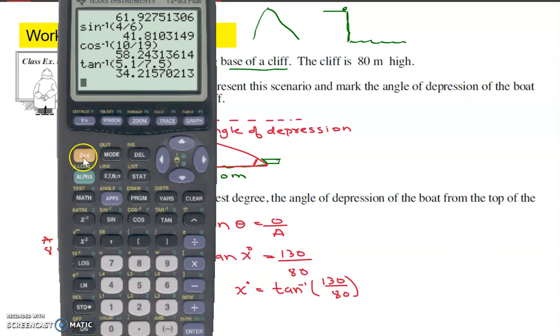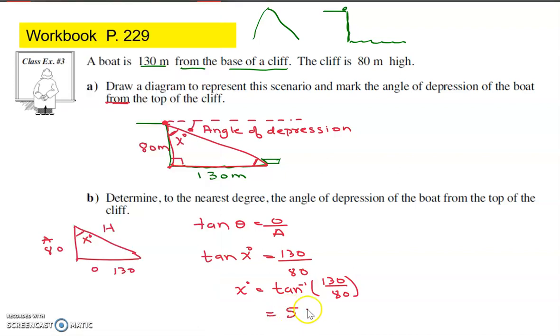So that will be anti-tan of 130 divided by 80. So that comes out to be 58.390. So I'm going to say 58 degrees.